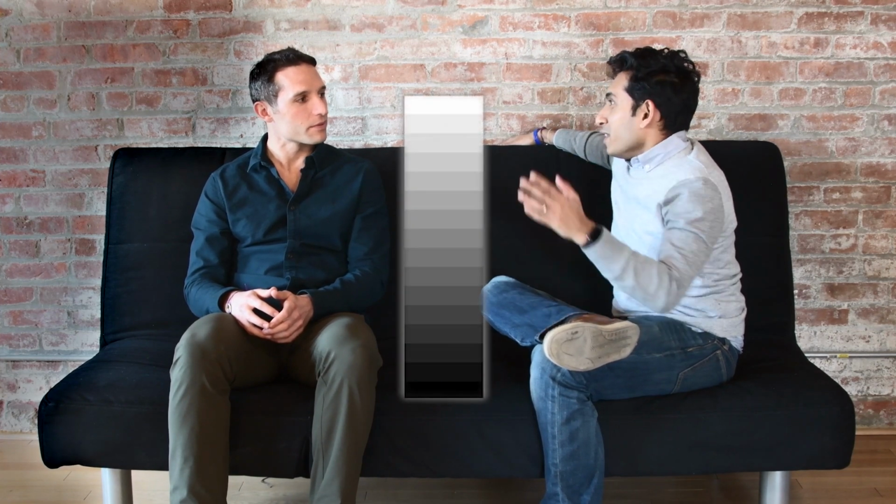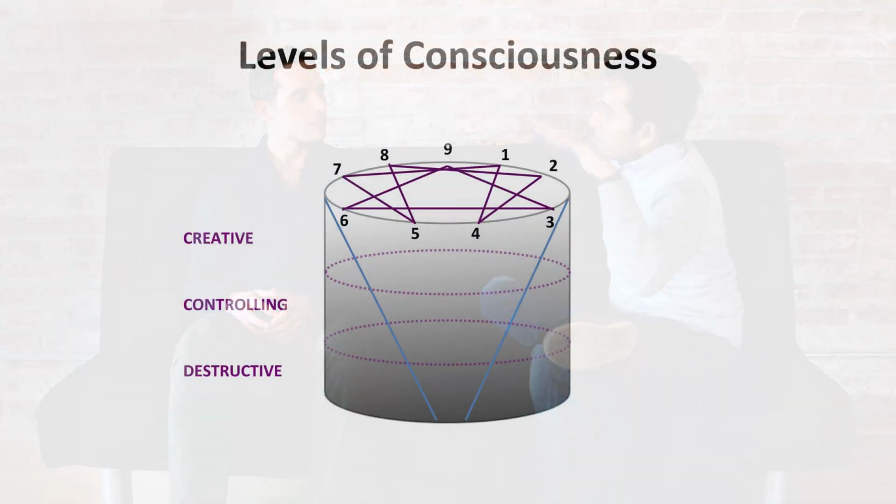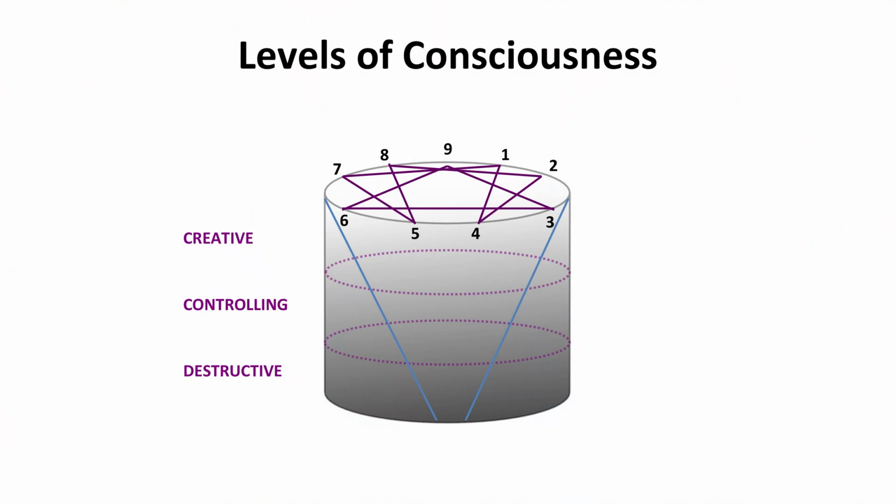The levels of consciousness are a spectrum. So imagine a grayscale, and on one end it's white, on the other end it's black. The levels of consciousness are a grayscale. It's a continuum, so you can divide it into as many smaller units as you would want to. But for the sake of understanding and evaluating where we are functioning, we at Upbuild divided it into three broad levels of consciousness that we call creative, controlling, and destructive. So creative is at the top.